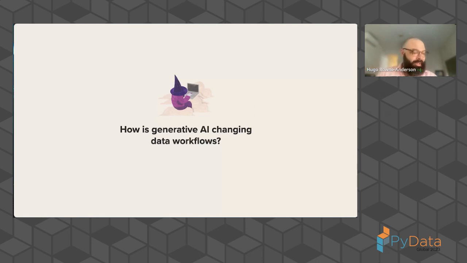But we're here to talk about generative AI, right? And by generative AI, I really mean all the wonderful LLMs we're seeing, all the speech to text, text to image, text to video, all of these incredible things that we're seeing. So how do these things change data workflows currently?